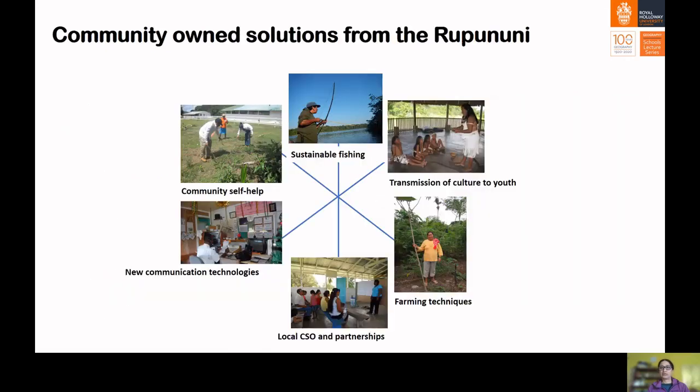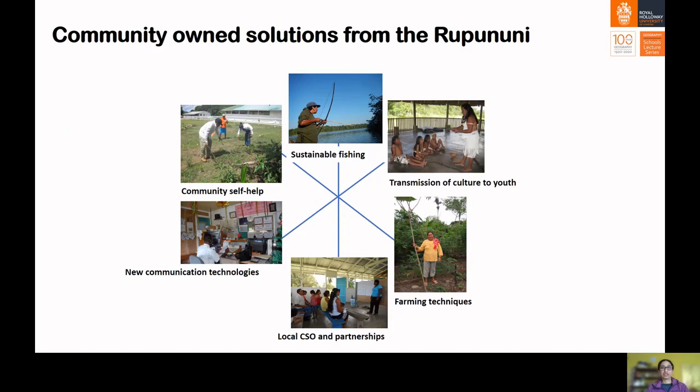In some research that I was doing with my partners, my indigenous organisations in Guyana, we looked at the different types of community-owned solutions from the Rupununi region that contribute to this biocultural landscape. And there are lots, so we don't have time to go through all of them, but here I just want to give you a little bit of a taste of some of them.